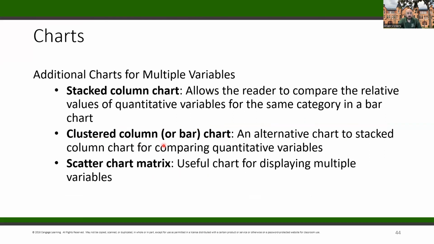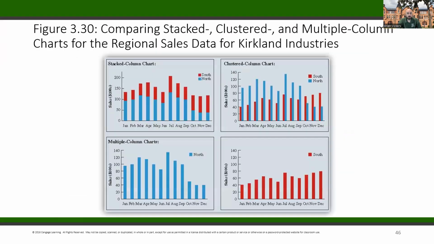We also have clustered column chart and then scatter chart matrix. So let's look at those. So we've got a clustered column chart, which just has them right next to one another. Same idea as this one, except they're not stacked. They are clustered together. So south and north, and you might have several categories. You might have north, south, east, and west, all in one cluster for January. Same thing here with the stacked column chart. You might have 4 different categories or more.